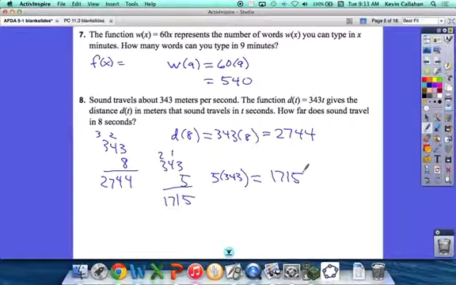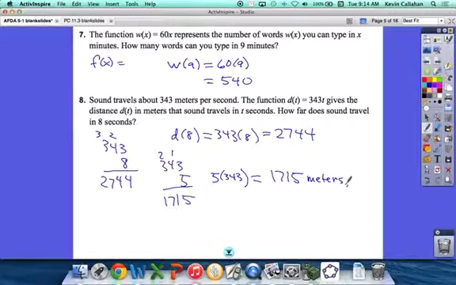Sound travels 343 meters per second. So that's actually in meters. How can I convert? Because right now, that doesn't tell me anything. I just said it travels about 1 mile in 5 seconds. Okay, in 5 seconds, that's 1,715 meters.